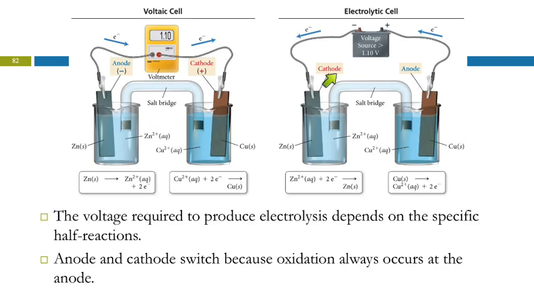So when we do that, we're switching the identity of the cathode and the anode, right? So in an electrolytic cell and a voltaic cell, the anodes and the cathodes are going to be reversed. But what's always true is that oxidation occurs at the anode, reduction occurs at the cathode.